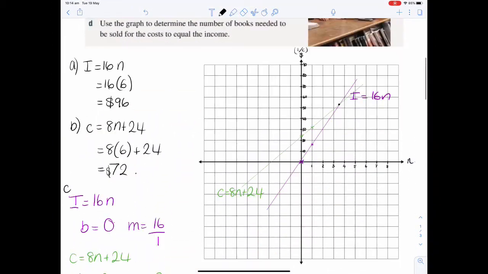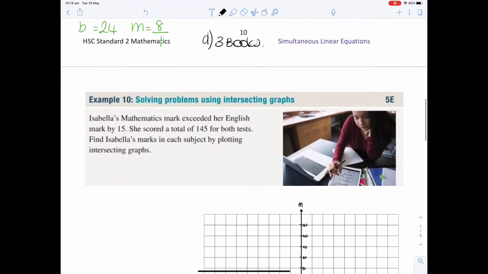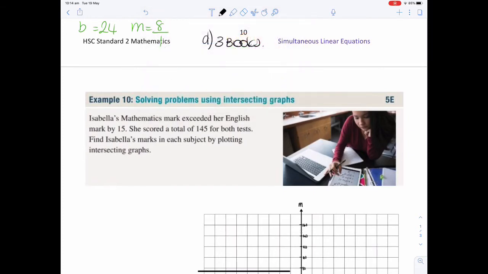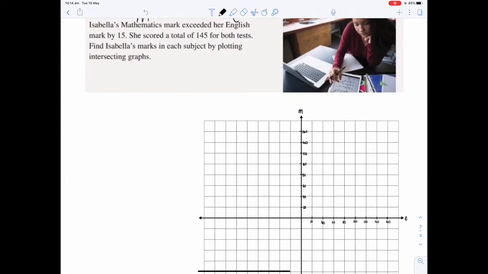Okay, now example 10. Example 10 is a tricky one because I'm not actually giving you the equations. Example 10 says, Isabella's mathematics marks exceeded her English mark by 15. She scored a total of 144 for both tests. Find Isabella's marks in each subject by plotting intersecting graphs. Okay, so let's call English E and mathematics M, okay? And I've already set up my axes ready to go.